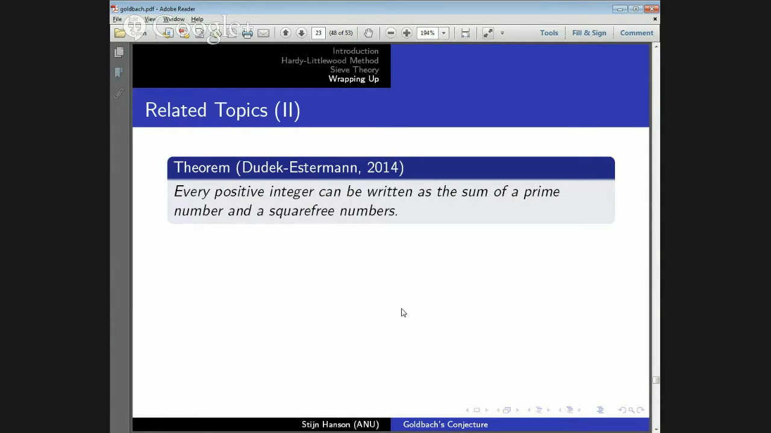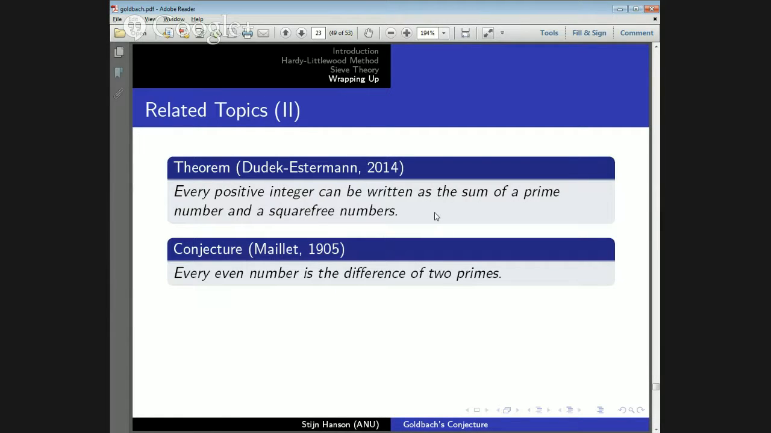And so Estermann proved that every sufficiently large positive integer can be written as the sum of a prime and a square free number. So remember, a square free number is one which isn't divisible by any square. So Estermann proved sufficiently large. Dudek got hold of that sufficiently large, and I think with the help of Dave Platt managed to compute the remaining low integers to get this actually rather pretty result. I quite like this one.